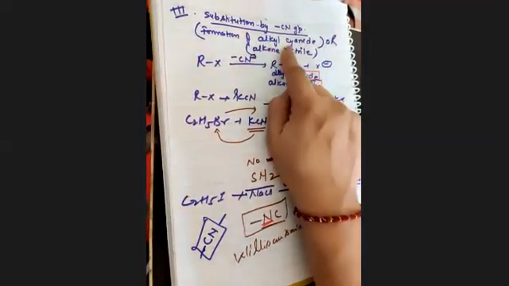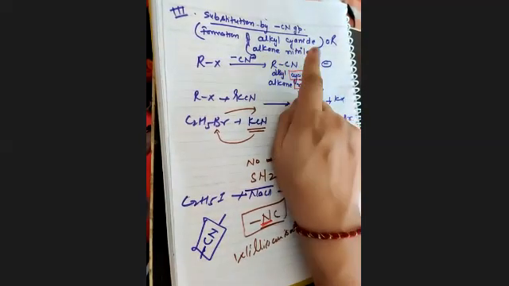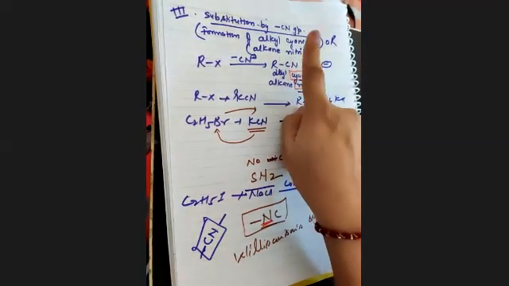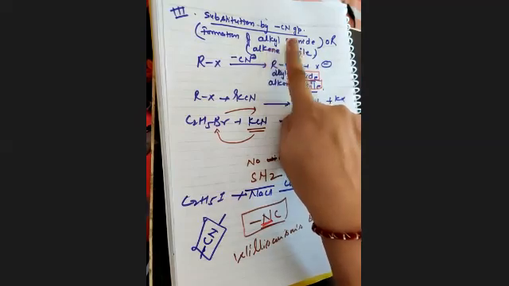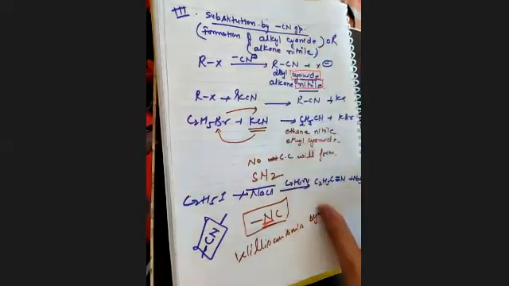Note this thing down. What is the difference in CN? We were making alkyl cyanide or alkane nitrile, but when the CN group is attached with the nitrogen, what will you get? Alkyl isocyanide, or you can say alkane isonitrile. Clear?